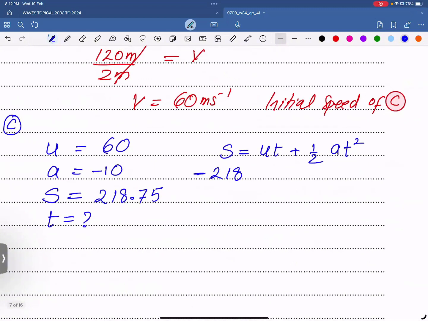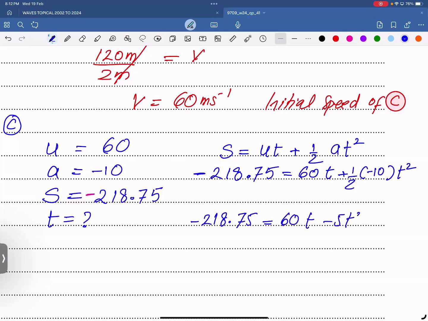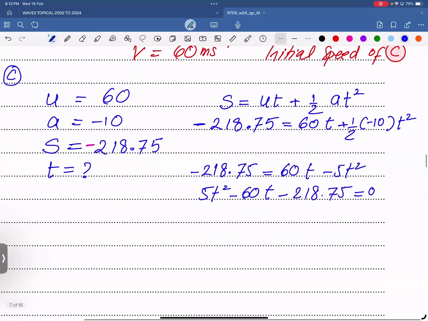Since its motion is up, but this displacement is down, and the displacement is opposite to the initial motion, you have to use a negative sign. You can write here the displacement is negative, my dear. So negative 218.75 equals ut, which is 60, t we want, plus half negative 10 into t squared. It's a quadratic equation, my dear students. Negative 218.75 equals 60t minus 5t squared. So it is 5t squared minus 60t minus 218.75. You can use mode 5 3 from the calculator to get the time.